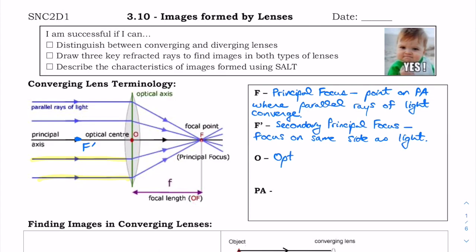Next up, we have the point labeled O. This is called the optical center. Okay, and it's defined to be the exact center of the lens. And lastly, PA, this is our principal axis. It's the straight line that passes through the center of the mirror or lens.